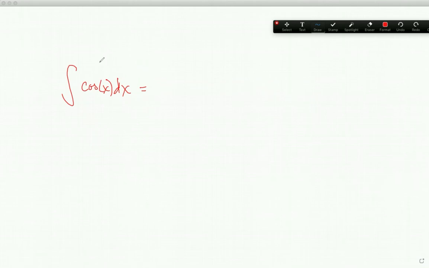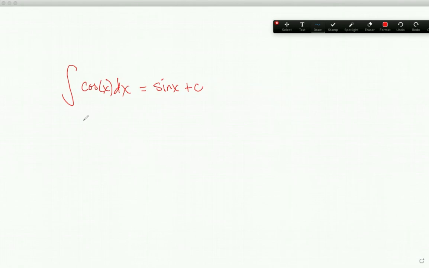So I can help. These are just ones that you have to memorize. So the antiderivative of cosine. What is it that we took the derivative of to get cosine? Sine. Exactly. So the answer would be sine x plus c. All right, that's nice and simple, and you just need to memorize it.